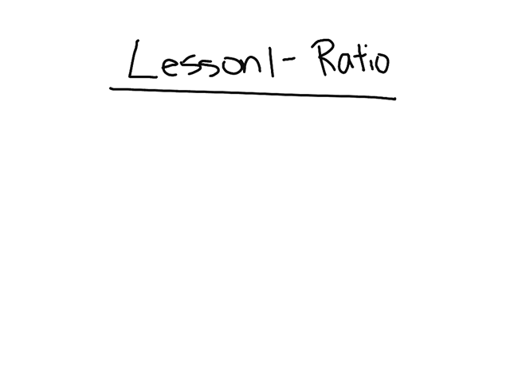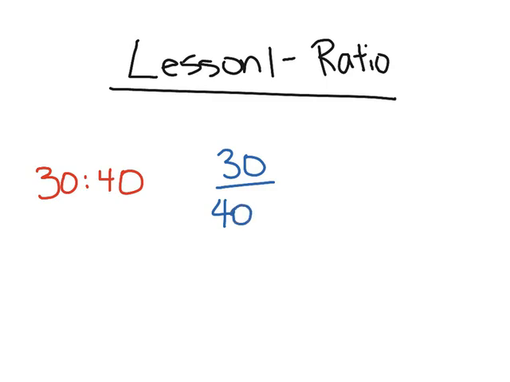A ratio compares two numbers that are measured by the same units and can be written in several different ways. So if we were to take the ratio 30 to 40, we could write it like this: 30 to 40. We can write it as a fraction, so 30 over 40. Or we could write it in words.